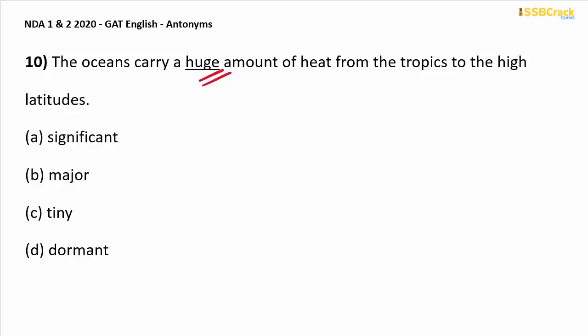When something is huge, something is big. The opposite of huge is small. So here you have got the word for small, that is tiny. So tiny is the antonym of huge.